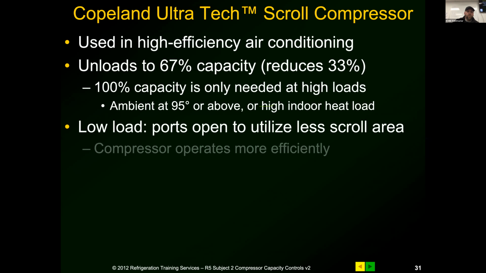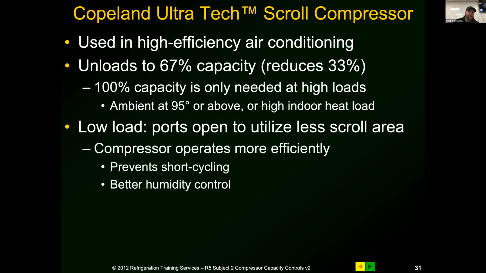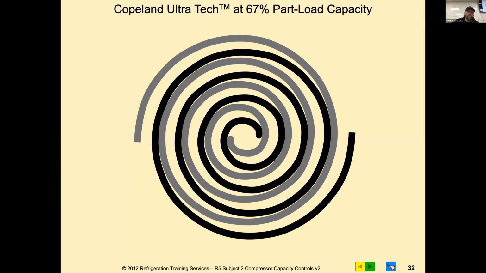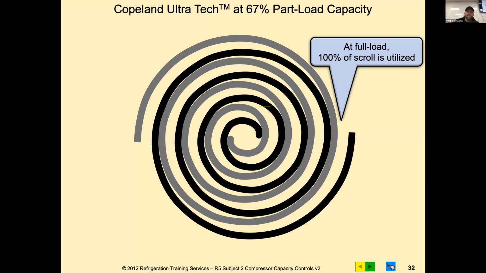So low load ports open to utilize less scroll area. The compressor operates more efficiently, prevents short cycling, better humidity control, lower operating costs. So here it is at 67%.